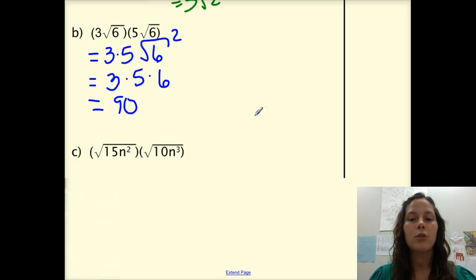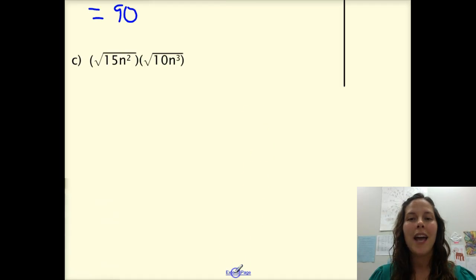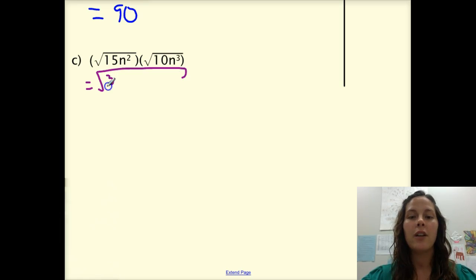On the last one, I'm going to show you another way to kind of simplify at the same time as you multiply. I want to give you a couple of different options so that you can choose the method that makes the most sense to you. So I'm going to start by breaking up 15 as 3 times 5, and I'm going to put everything together under one radical. So I'm going to jump to the next number. 10 can be split up as 2 times 5, and then I've got n squared.